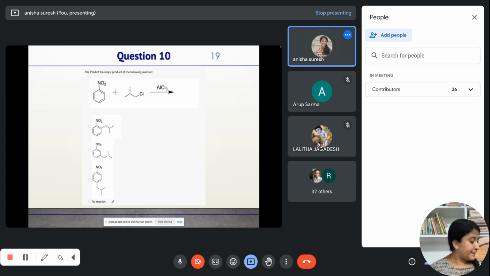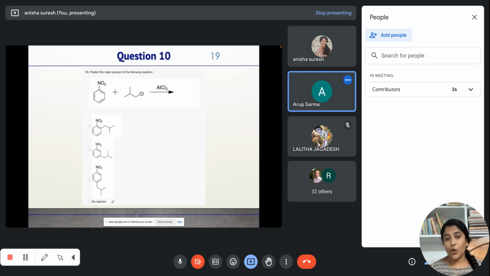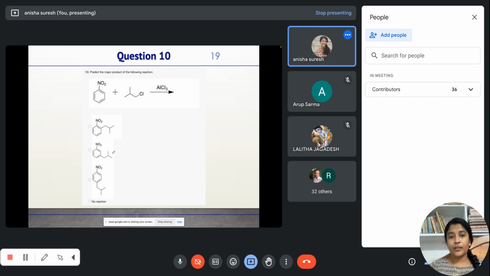Any guesses? Option B. So now let us see the mechanism of this Friedel-Crafts alkylation reaction. Before going into that, we should see at what position substitution is possible.